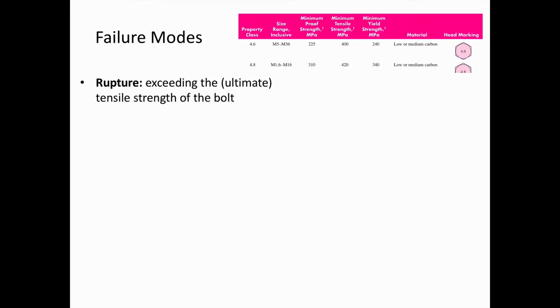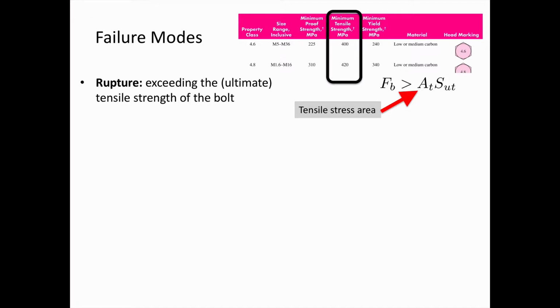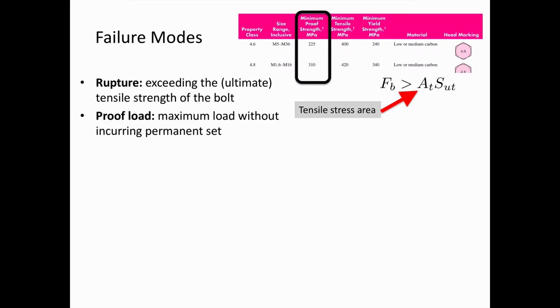Let's talk about what are the major failure modes for bolted joints. One is rupture. If we go to an appropriate table, here's one from your textbook, we can look up the strength of different bolts. And so this can occur if we have a load applied to a bolt that exceeds the tensile stress area, A sub T, times the ultimate tensile strength of the bolt. This strength depends on the grade and material of the bolt.